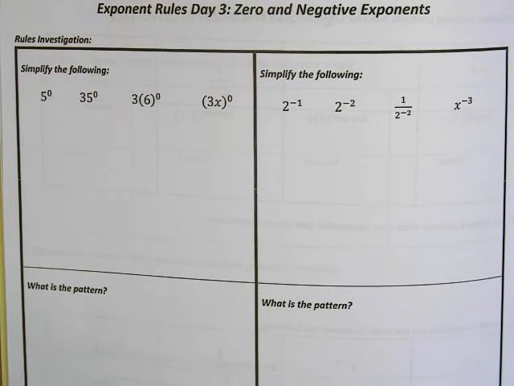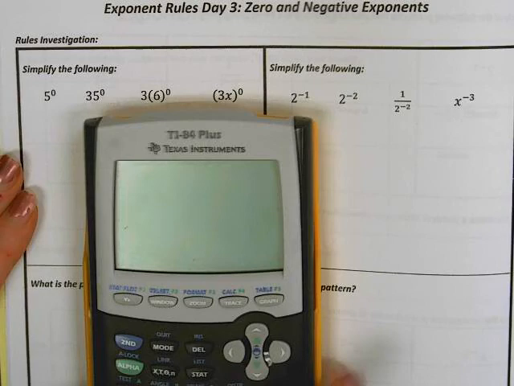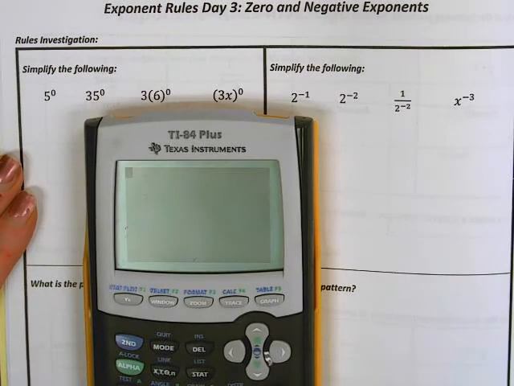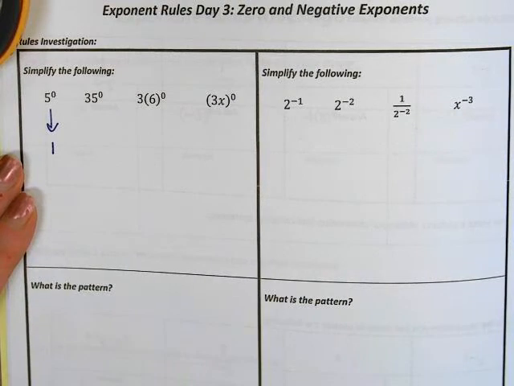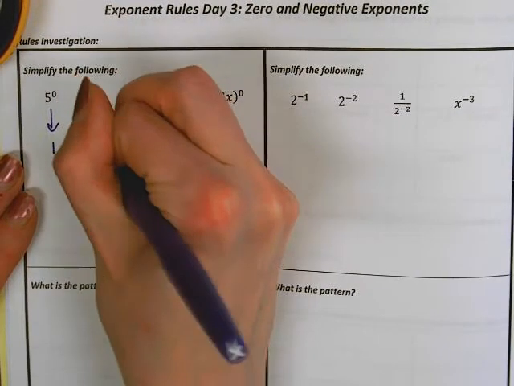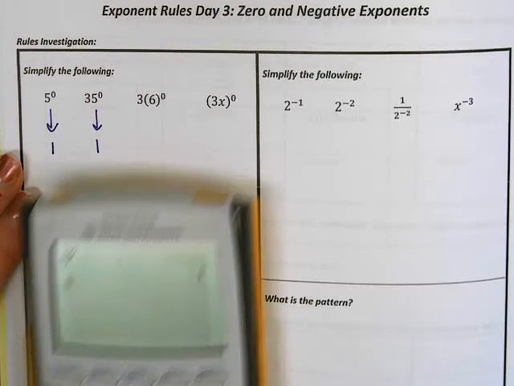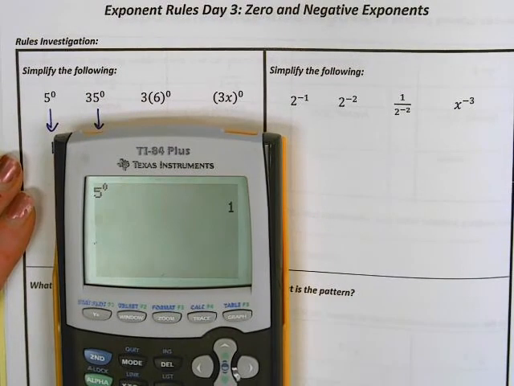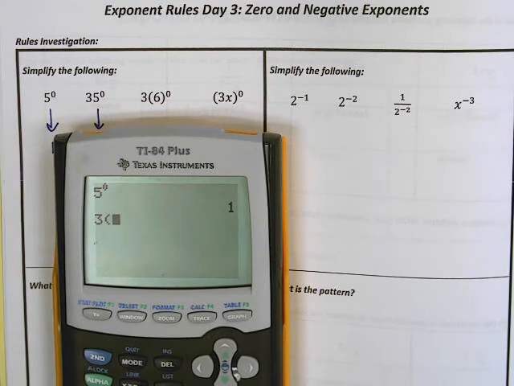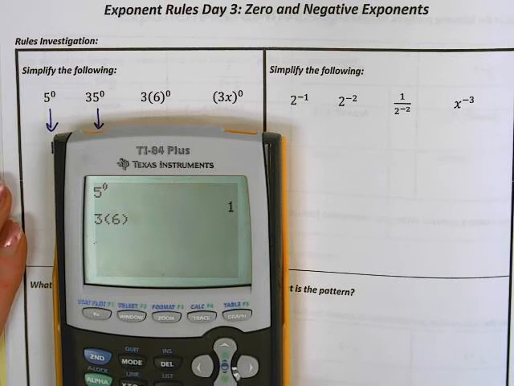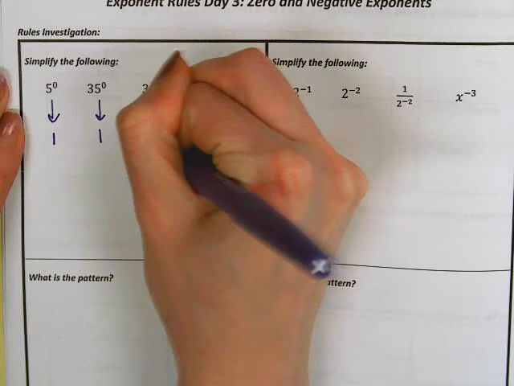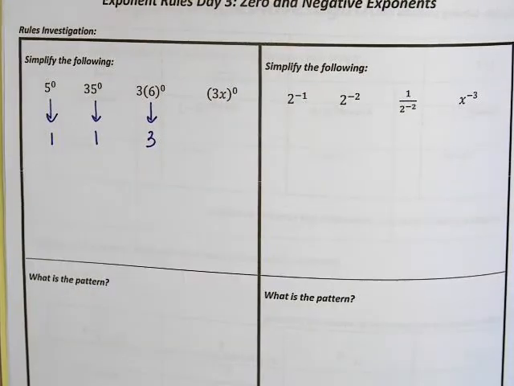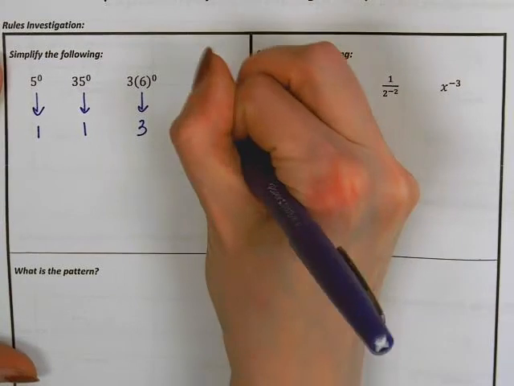I know you did a bunch of these in class, but if you type in, let's just do the first one, 5 raised to the 0 power, you get 1. Okay, 35 raised to the 0 power, you also get 1. Now let's type this one in. Before you say it's 1, let's be careful here. It's 3, parenthesis, 6 to the 0 power. It's actually 3. And we'll talk about that in a minute. And then this one we can't type in, but anything to the 0 power we know now is 1.